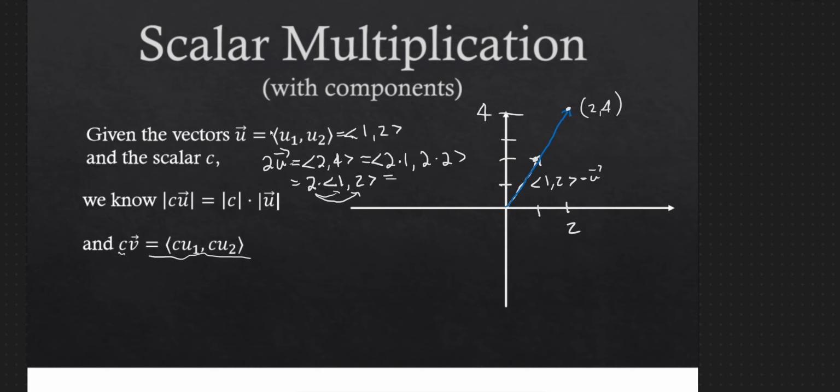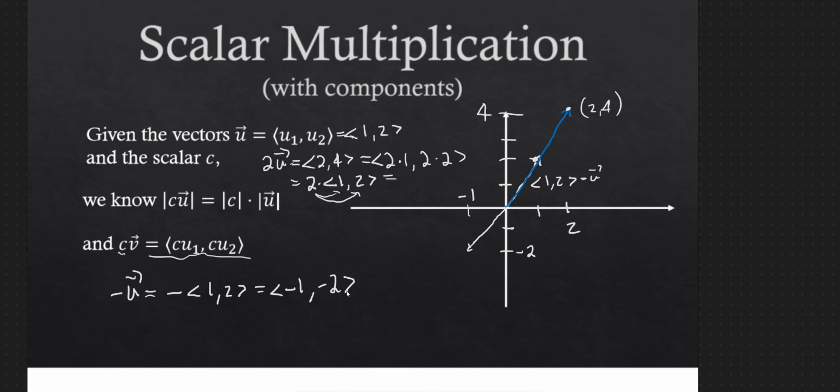Same thing if I multiply by a negative. So what would negative u be? Well, I would just go in the exact opposite direction. Same length, but opposite direction. So what that would mean is that instead of going up 2 and to the right by 1, I would go down 2 and to the left by 1. And so negative u, or negative (1, 2), again, it's the same with negatives. What we're doing is basically distributing that negative through to each component.